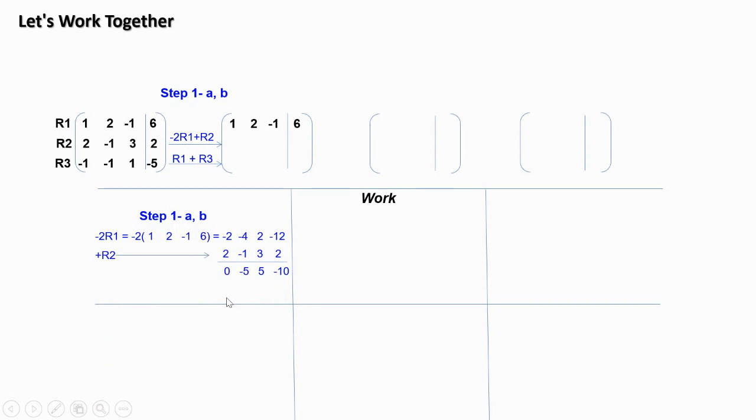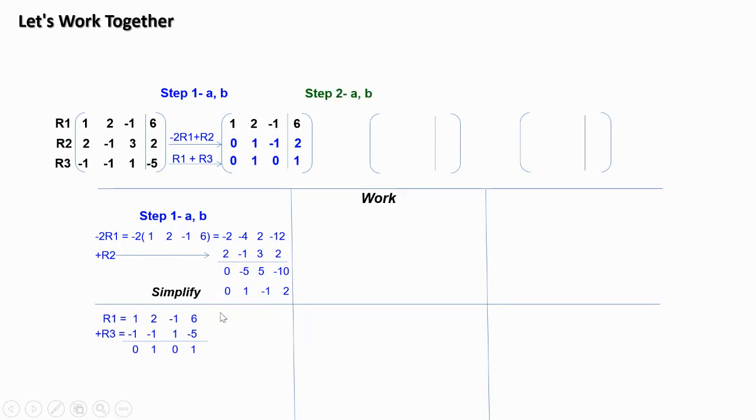So here, can we simplify it? Yes, we can, right? Because all these have a common multiple, which is 5. So we divide everything by -5. It's going to give us 0, 1, -1, 2. That's my new row 2. And again, for the second part, we're going to add row 1 plus row 3. There's my row 1, and there's my row 3. Once I add them, I get 0, 1, 0, 1. That's my new row 3.